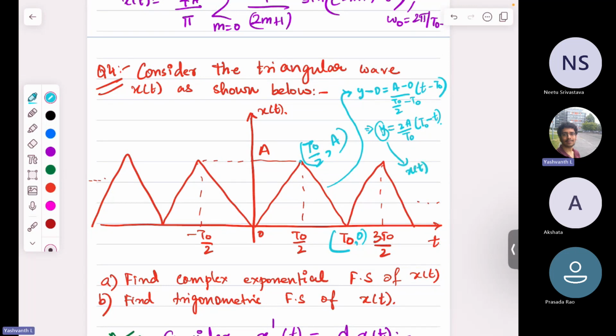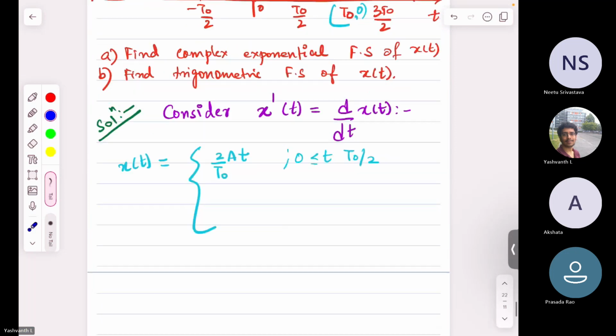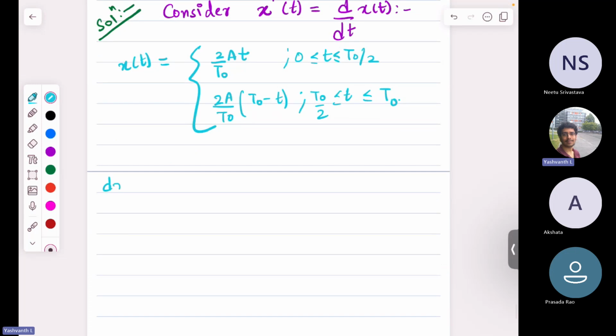I just computed the equation of this line. Which line? This line. Then it's 2a by T naught into (T naught minus t), whenever t is between T naught by 2 to T naught. Now tell me, what is d by dt of x of t, that is x dash of t, equal to d by dt of x of t? What is this? Tell me.